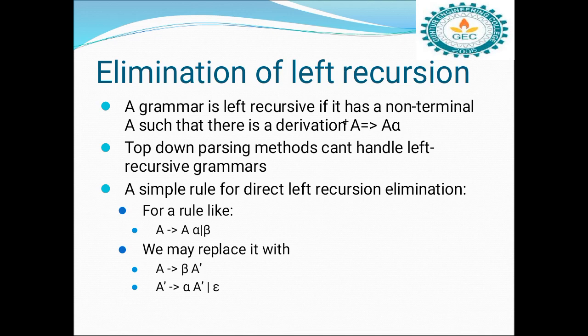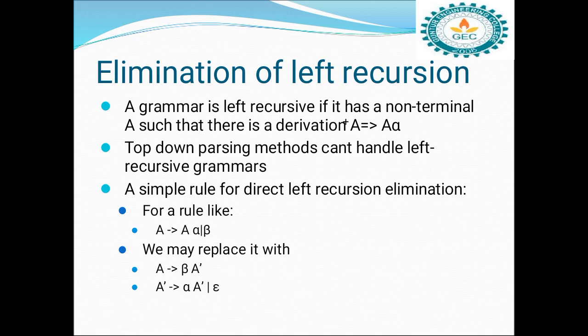In this example, A implies A alpha. The left hand side A and the right hand side starting with A are equal, so the grammar is left recursive. So how do we remove the left recursion? A simple rule for direct left recursion elimination: for the rule A tends to A alpha or beta, this is left recursion, because both the left hand side and right hand side have the same variable A.